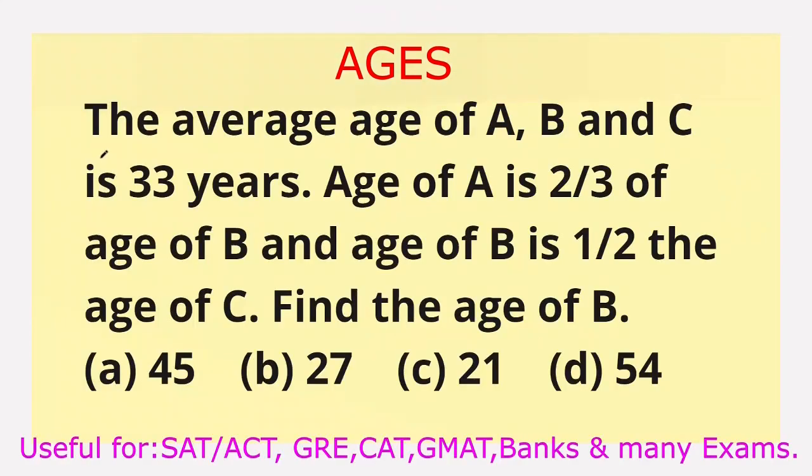Our question is, the average age of A, B and C is 33 years. Age of A is 2/3 of age of B, and age of B is 1/2, or half, the age of C. Find the age of B. The given options are option A 45, option B 27, option C 21, option D 54.